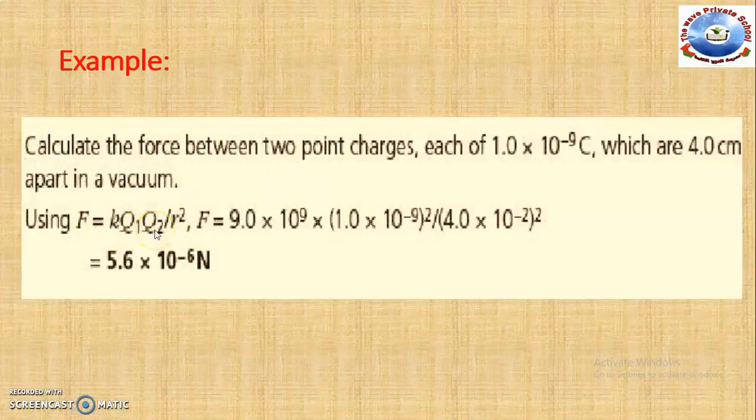The second numerical you will do at home. Is it clear now? This is Coulomb's law.